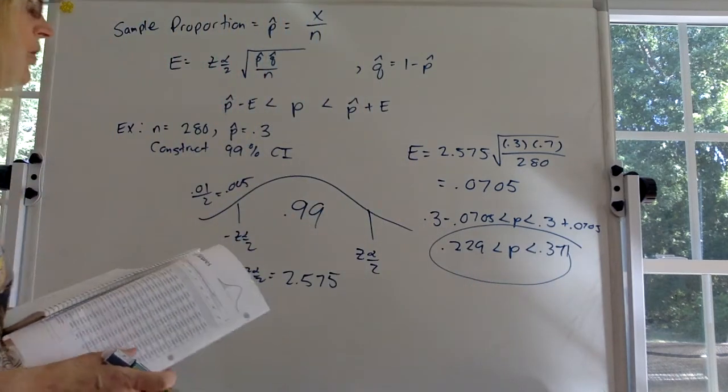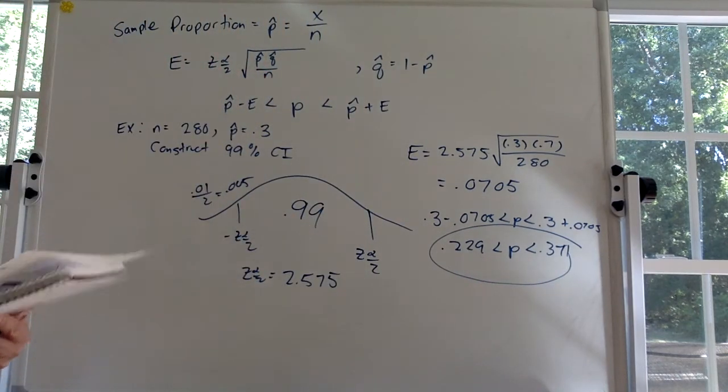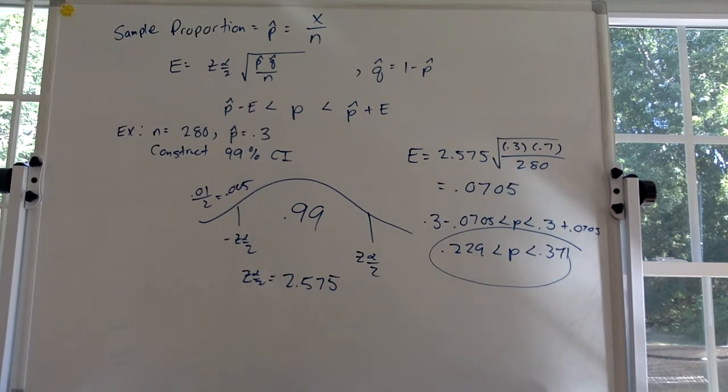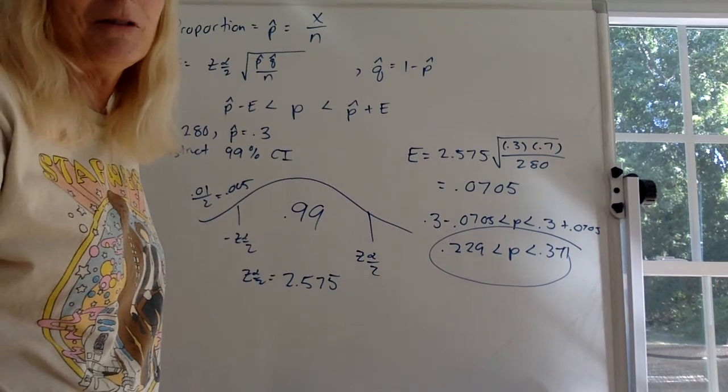Okay, so the key here is to know what a proportion is, to figure out what q hat is by doing 1 minus p hat, and, given the confidence level, to figure out the z alpha over 2, which we've done in other past sections, and we just did a review on that. And then to plug in for the e, and then do p hat minus e, p hat plus e. It's a lot of steps, but it's not too bad once you get into the swing of it. So I hope that helps, and let me know if you have any issues.